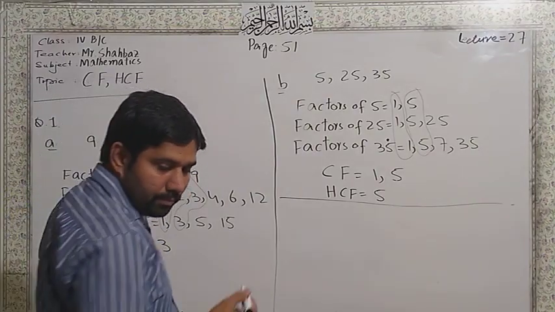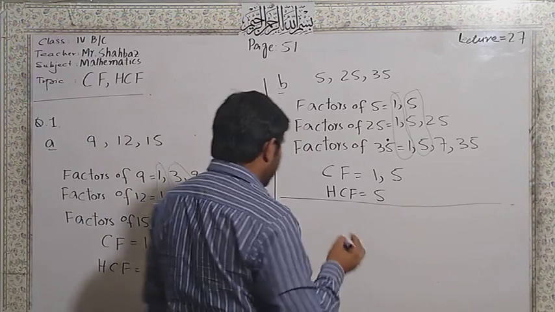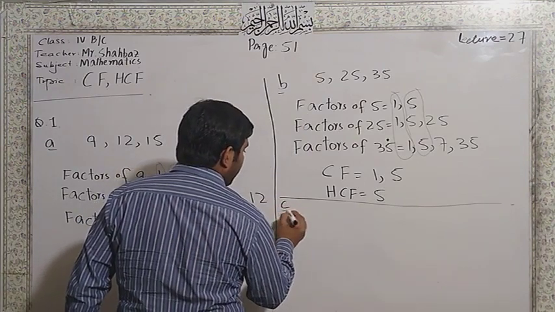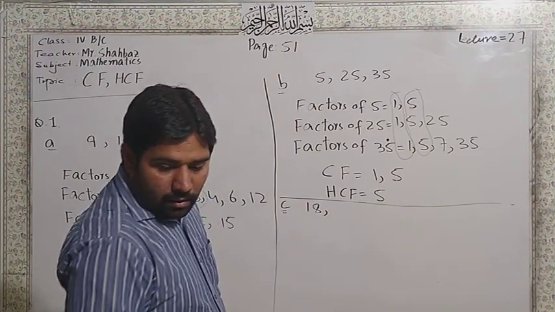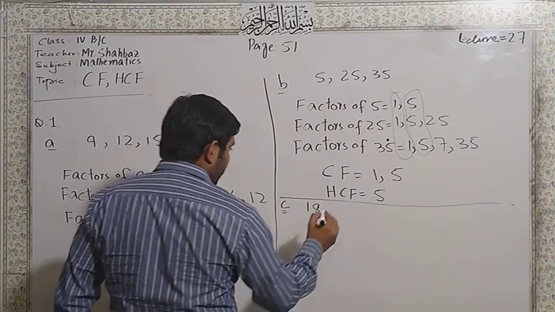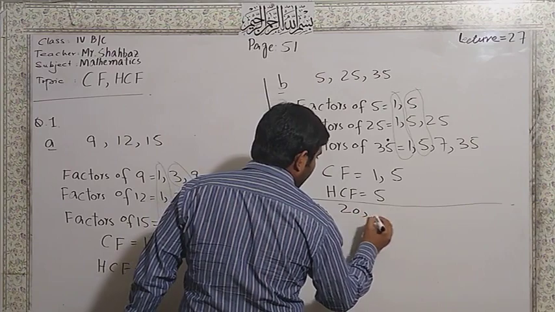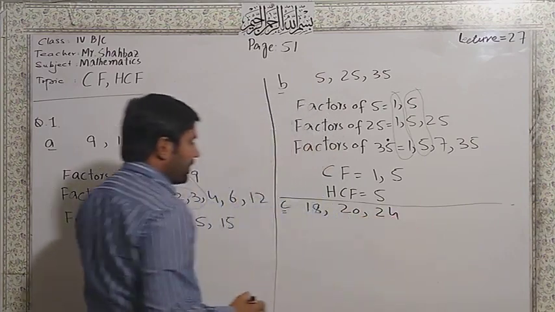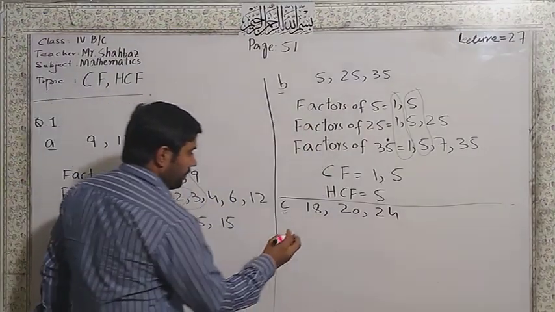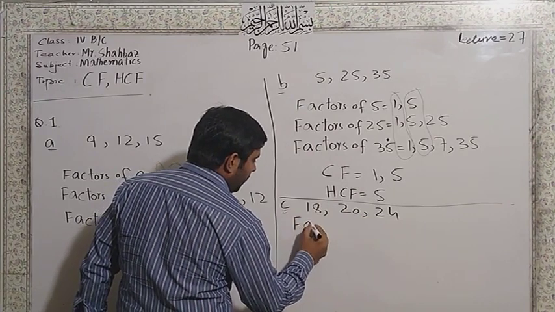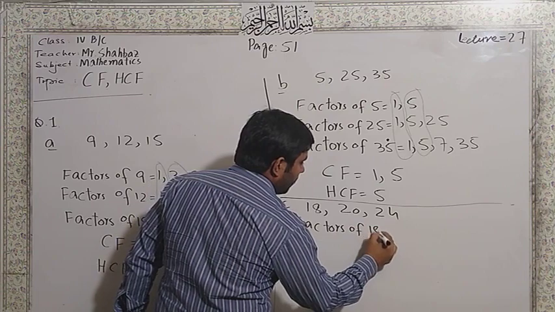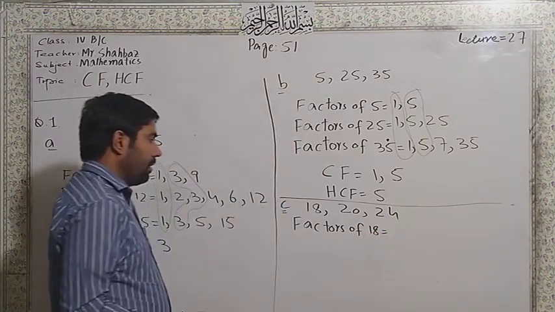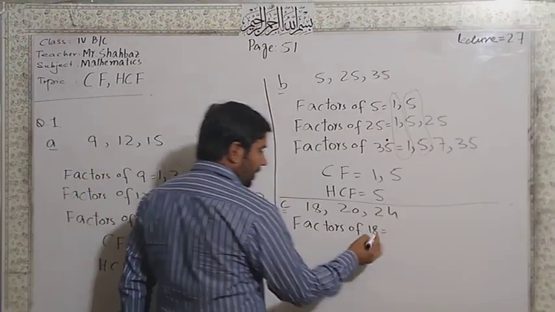And same, you have question number 1 part C, 18, 20 and 24. Same process also here. Factors of 18. You have to write factors of 18.